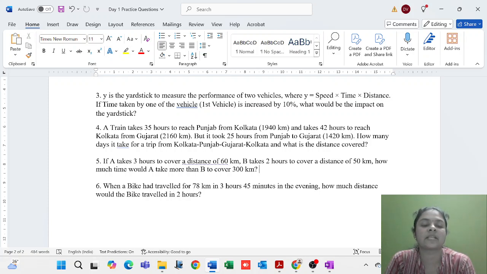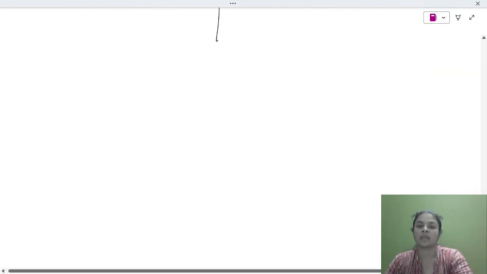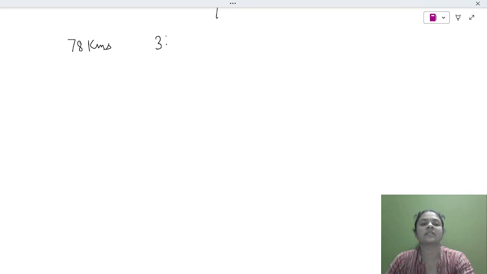Right. Sixth one. When a bike had travelled for 78 kilometers in 3 hours and 45 minutes in the evening, how much distance would the bike travel in 2 hours? So 78 kilometers for 3 hours and 45 minutes. Now 78 kilometers and the time is 3 hours and 45 minutes.